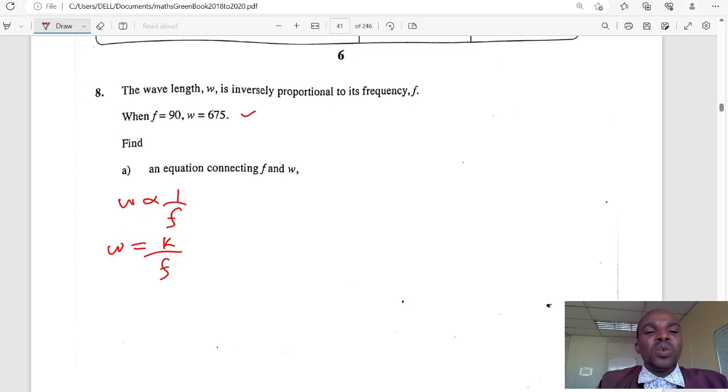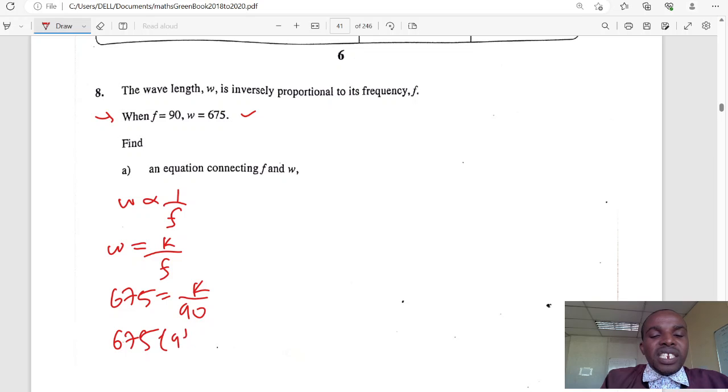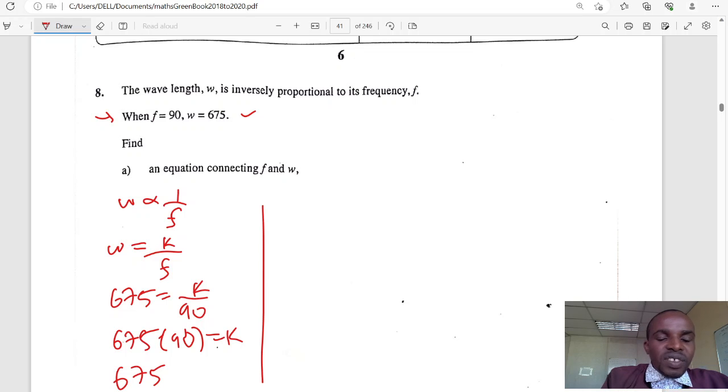Now we have to find the value of the constant using these values. f equals 90, W equals 675, so 675 equals K over 90. Then what will be your K? You cross multiply: 675 times 90 equals K.